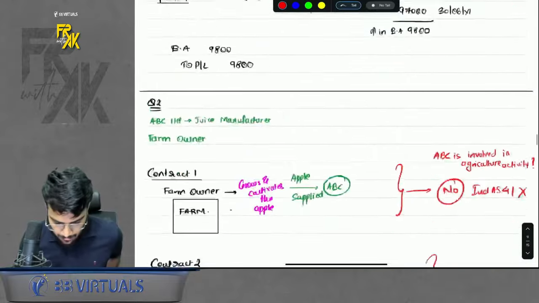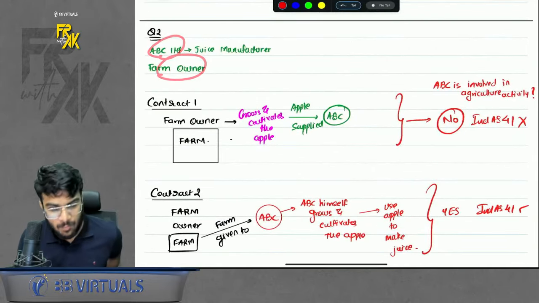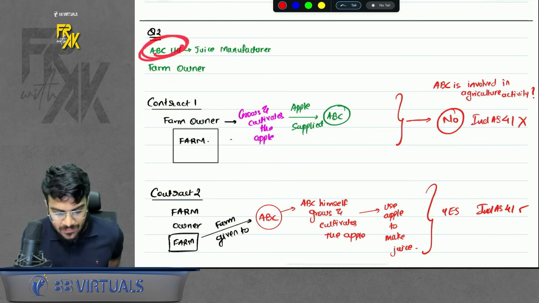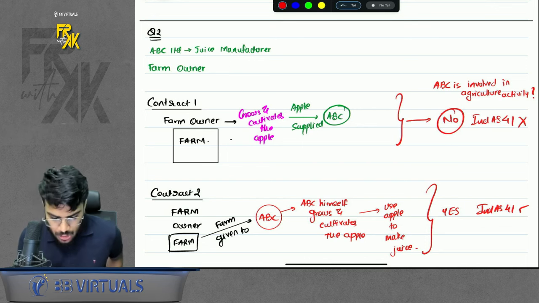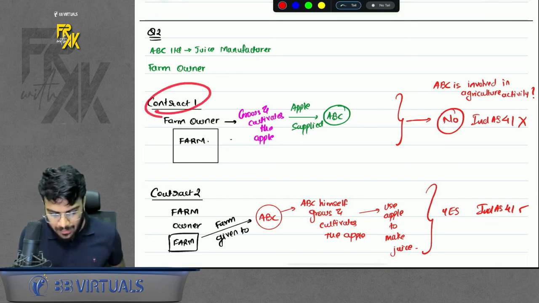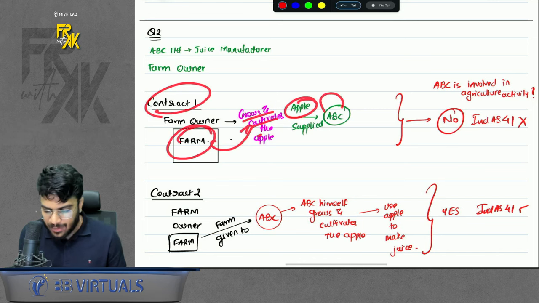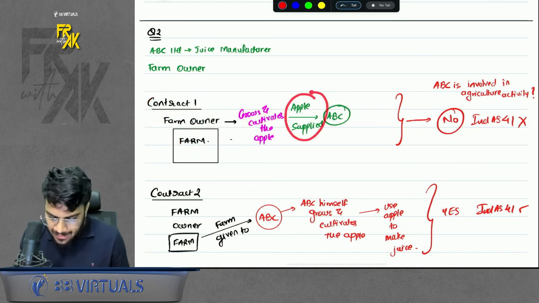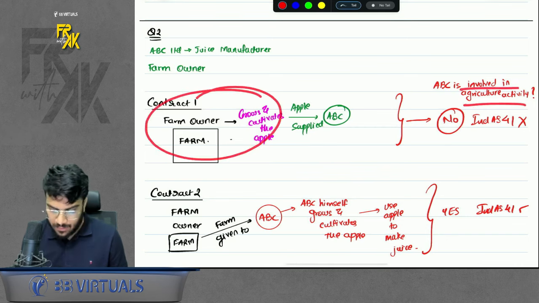In contract number 1, there were 2 parties, okay? One was ABC Limited, one was the farm owner, right? We have been asked from the point of view of ABC Limited whether ABC is doing agriculture activity or not. So let's say in contract number 1, the farm owner was growing the apples and selling the apples to ABC, with which ABC used to prepare juice. Okay, here ABC is not doing agriculture activity. Here ABC is just buying the apples. So contract number 1 is not agriculture activity for ABC.